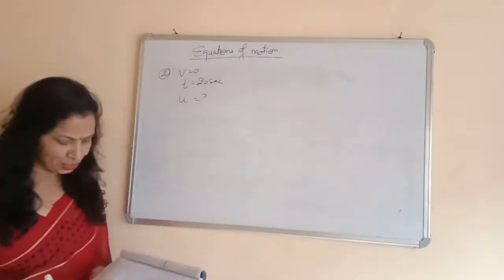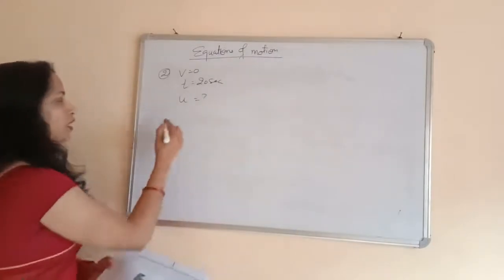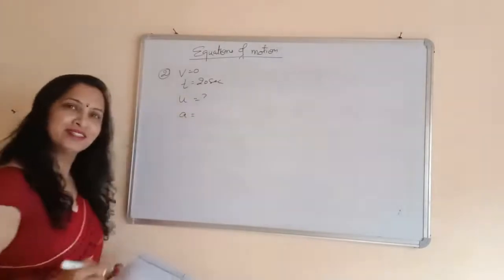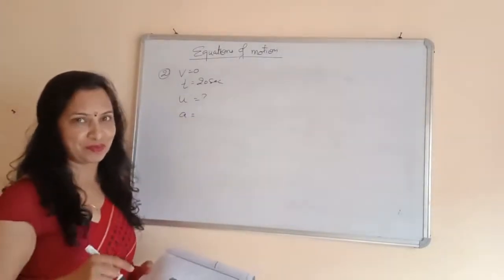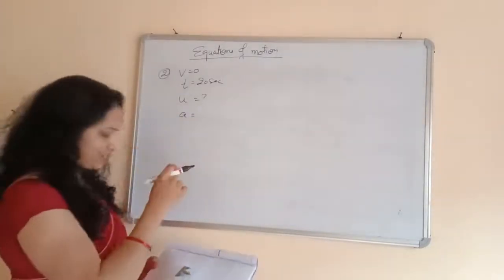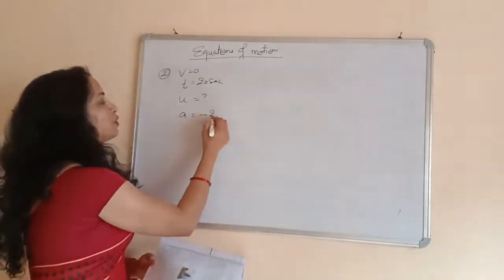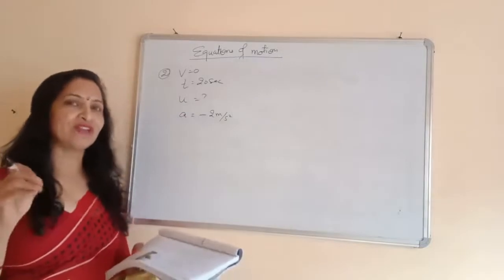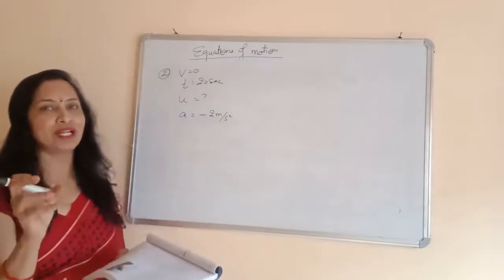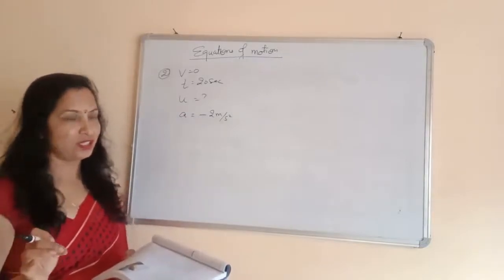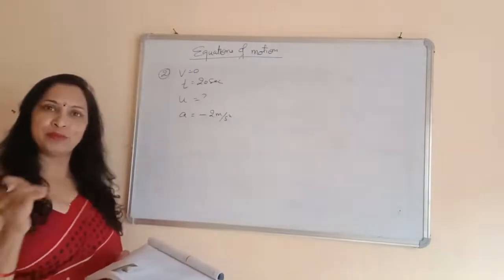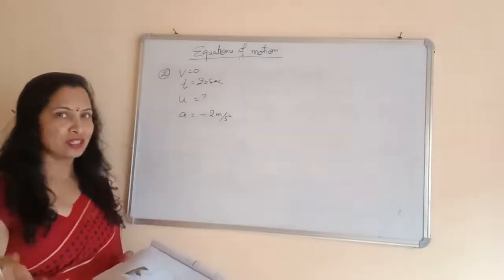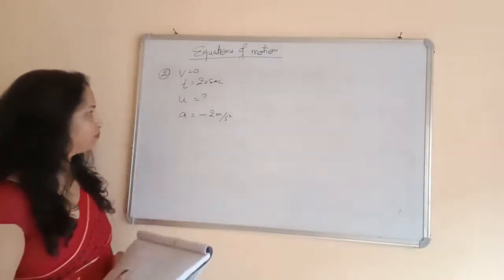If the retardation due to the brake is 2 meter per second square, do you remember what retardation is? Retardation is negative acceleration. So it means the acceleration is minus 2 meter per second square. I told you that if you are writing retardation, you don't have to write the negative sign with it. So retardation is 2 meter per second square, but the acceleration is minus 2 meter per second square.